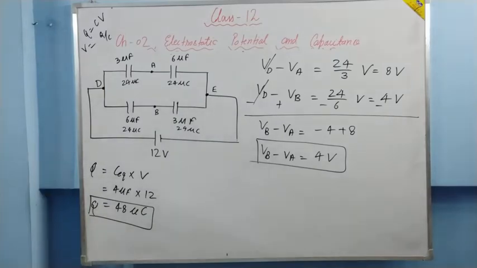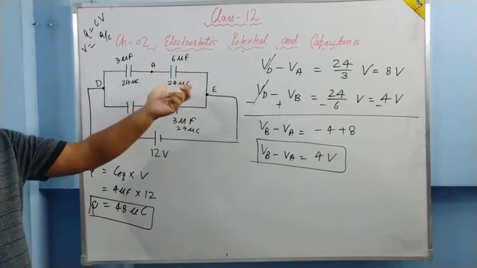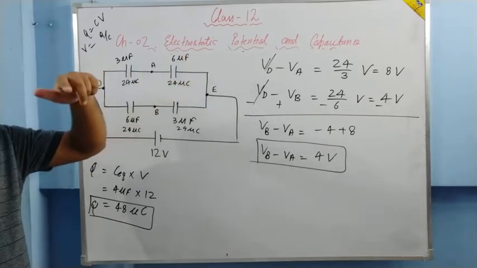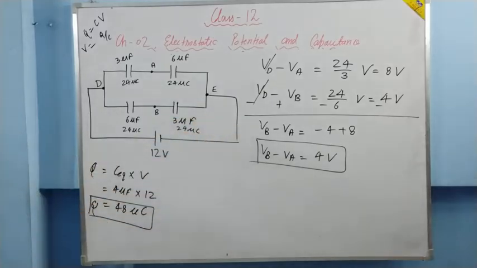Is it clear? But you have to write the capacitance along this one, and voltage along this one. 24 upon 6, it will be 4. 24 upon 3, it will be 8. Difference will be 4 only. Is it clear? So this is how we solve the question.